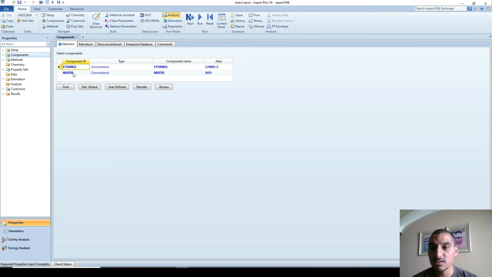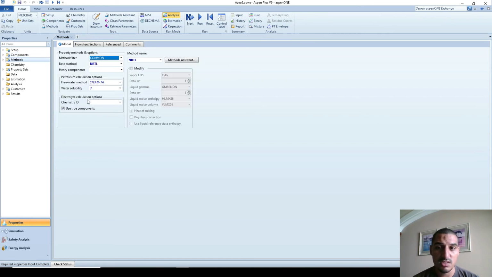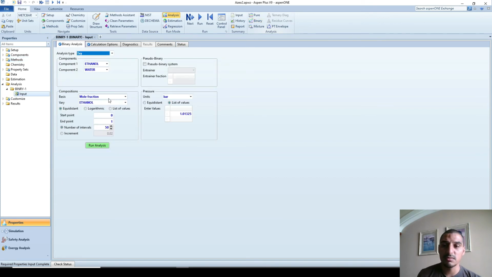So first, I defined ethanol and water, and the method that I used was NRTL because they are polar components and I'm not using high pressure. To know if I have an azeotrope, we have different options. The first is to go for binary analysis and ask it to go for mass fraction or mole fraction. Let's make it mass fraction and see how the phase diagram will look.